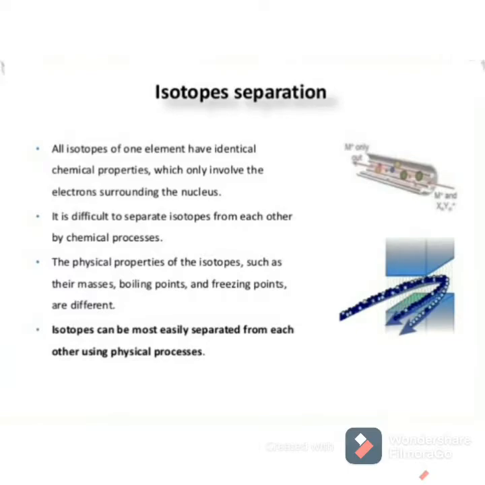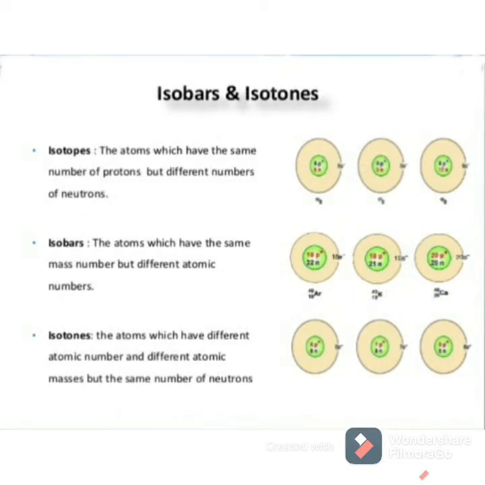What is the difference between isobars and isotones? I will tell you. Isotopes are atoms which have the same number of protons but a different number of neutrons. Isobars are atoms which have the same mass but a different atomic number. Isotones are atoms which have a different atomic number and different atomic mass but the same number of neutrons.